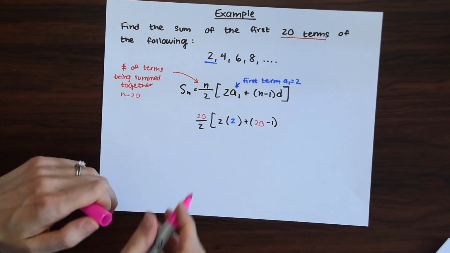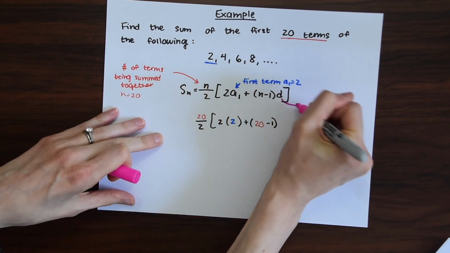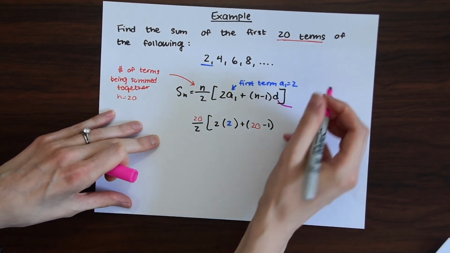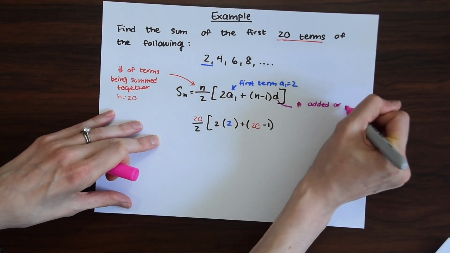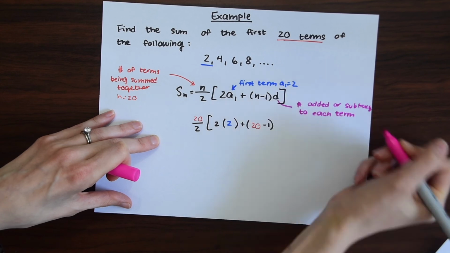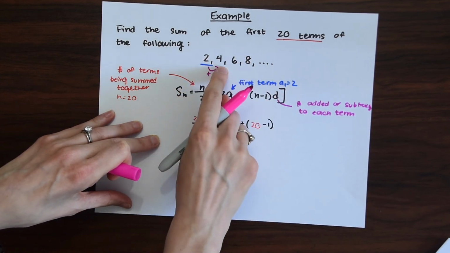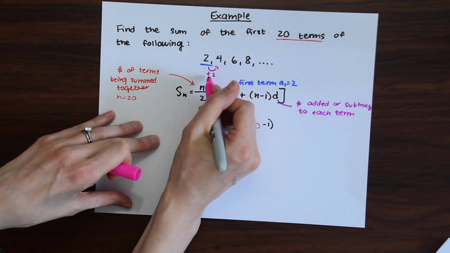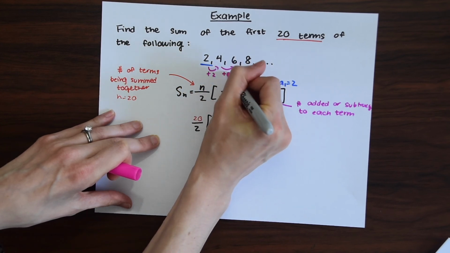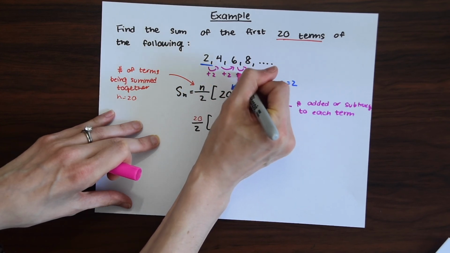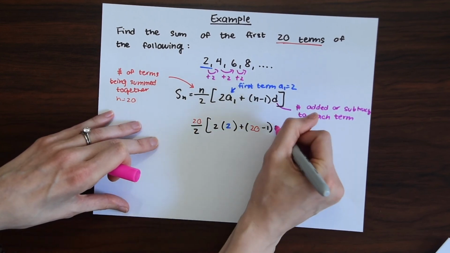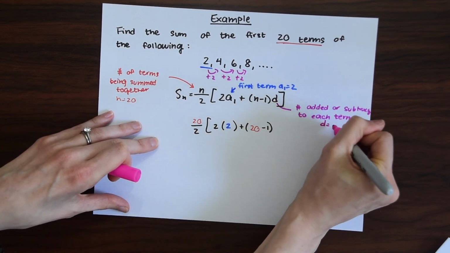So the common difference, remember, is the number that is added or subtracted to each term in the sequence. So if we look back at our sequence, you can see that we are adding 2 to each term in the sequence. So 2 plus 2 is 4, 4 plus 2 is 6, and 6 plus 2 is 8. So we know that this value d is going to be equal to 2.